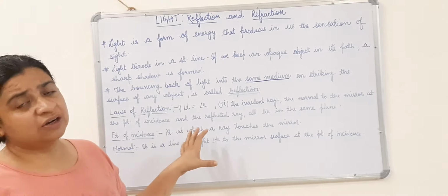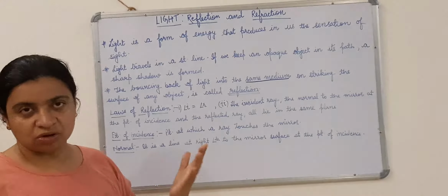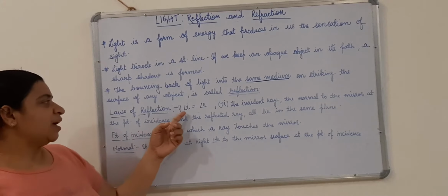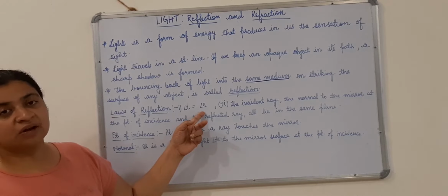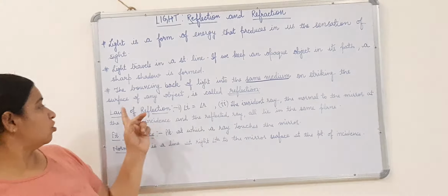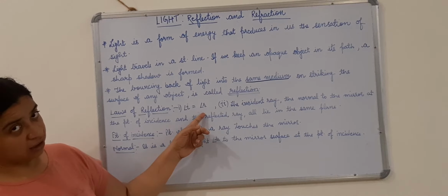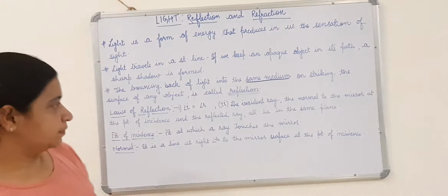I have written it in a contracted form as I think you all are familiar with these two laws or studied about these two laws in your previous class also. So angle i, that is angle of incidence, is equal to angle r, that is angle of reflection. In case of laws of reflection, angle i is equal to angle r.